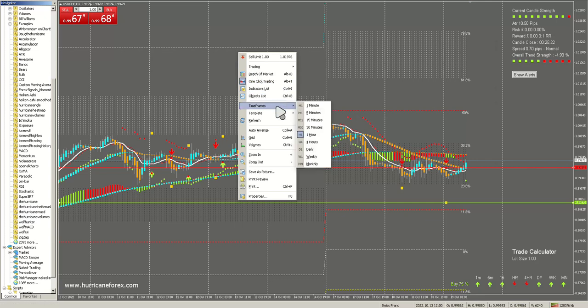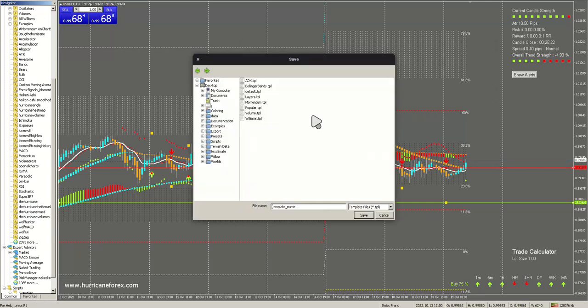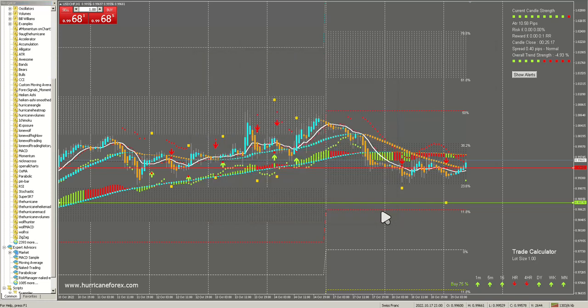Don't do trading, do template, save template, and save it as default.tpl. That means that when you open a new chart, it'll open looking like that, and I've already done that, so I don't need to.